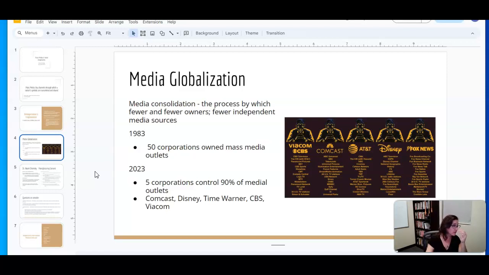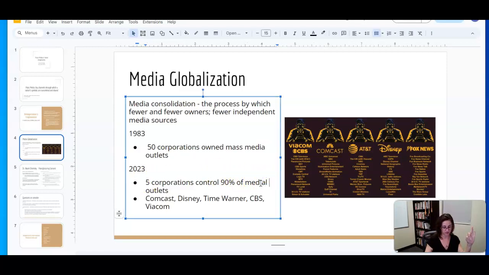So over the years, we have media consolidation, which is the process by which there are fewer and fewer media owners, and fewer independent media sources. For example, in 1983, 50 different corporations owned mass media outlets. Today, in 2023, 5 corporations control 90% of media outlets. This is Comcast, Disney, Time Warner, CBS, and Viacom.